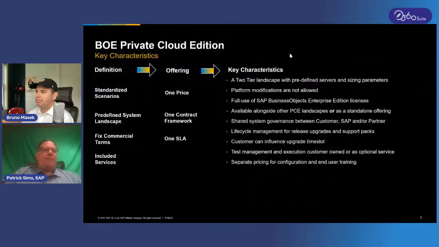Sure. Some other key things here for the PCE from a characteristic standpoint. As I mentioned before, it is a two-tier landscape. So you've got production, you've got dev and QA. It's full use of the Business Objects Enterprise Edition licenses. That gets lost in the wash sometimes. It is BOBJ as it is today. It's simply served up from our data centers versus yours.